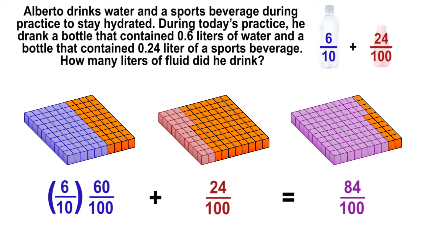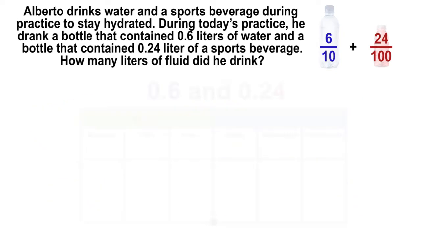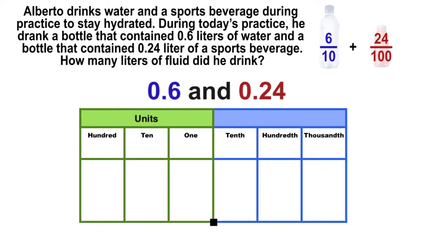Another way to solve would be to use a place value chart. The first add-in is 6/10. Place a 0 in the ones column and a 6 in the tenths column. The next add-in is 24/100. Place a 0 in the ones column, a 2 in the tenths column, and a 4 in the hundredths column. Add the digits starting in the hundredths column. Nothing plus 4/100 is 4/100.